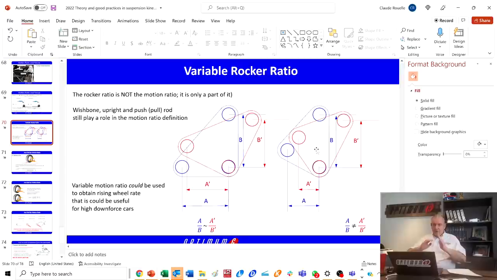So you have the wishbone, the top wishbone, the toe link, the KPI. Believe it or not, the KPI will influence your motion ratio. So when my wheel goes up X millimeters, how much is my spring moving, Y millimeters? That's the motion ratio. Everything has to be taken into account. You cannot calculate the motion ratio by looking at the top or the bottom wishbone vertical movement.